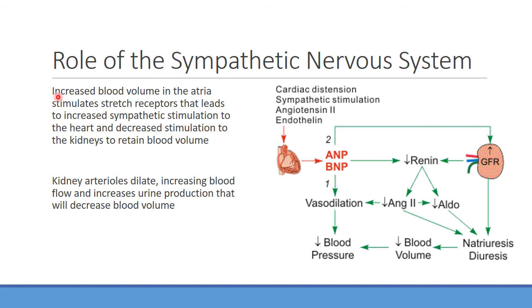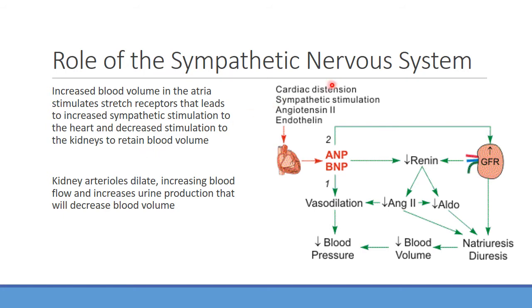So what we can see is that when you have an increased blood volume, say you have hypervolemia or something where you're not getting rid of enough fluid, you're going to cause increased stretch within the atria. More venous return back to the atria causes more stretch in the muscle, and that stimulates those stretch receptors, which leads to increased sympathetic stimulation. That's going to lead to that effect on the heart. It's going to lead to decreased stimulation of the kidneys to retain blood volume, because the kidneys are a big place where we regulate how much volume we want to hold on to or get rid of.